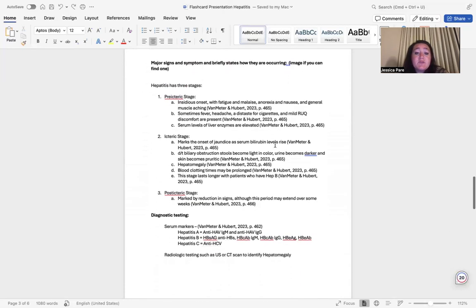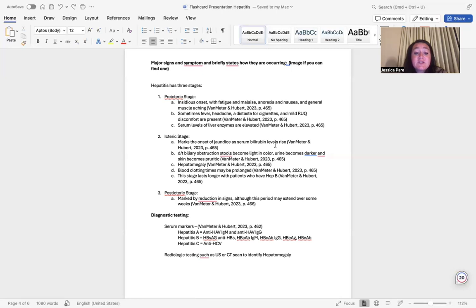Major signs and symptoms, and briefly state how they are occurring. So hepatitis has 3 stages of symptomology. The initial stage is the pre-icteric stage, with symptoms of insidious onset, including fatigue and malaise, anorexia and nausea, and general muscle aching. They may also sometimes have a fever, headache, a distaste for cigarettes, and mild right upper quadrant discomfort may be present, as well as elevated serum levels of liver enzymes.